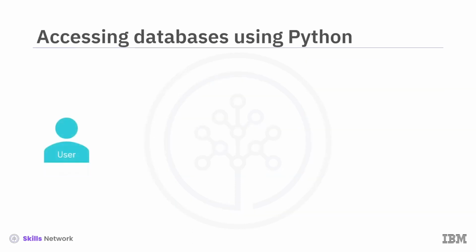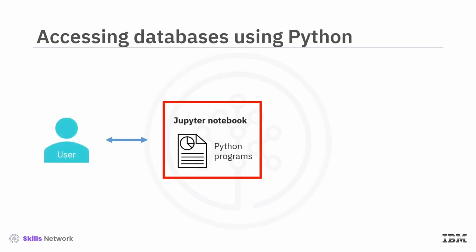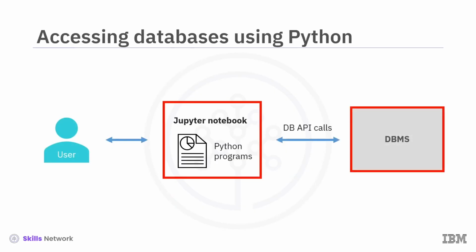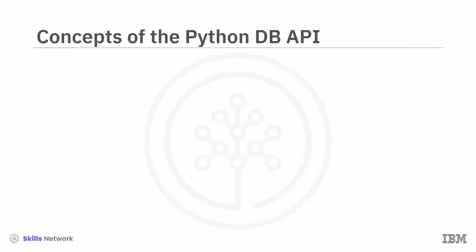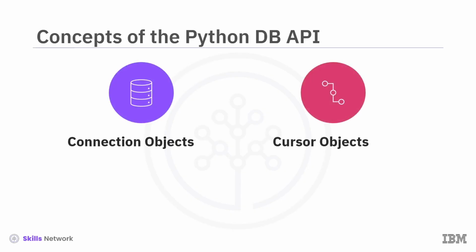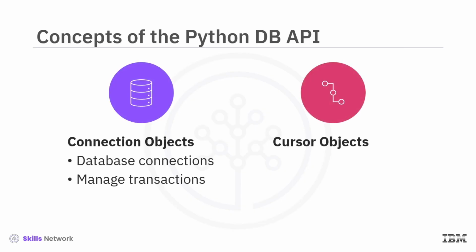DB API is Python's standard API for accessing relational databases. It is a standard that allows you to write a single program that works with multiple kinds of relational databases, instead of writing a separate program for each one. So if you learn the DB API functions, then you can apply that knowledge to use any database with Python. The two main concepts in the Python DB API are connection objects and query objects. You use connection objects to connect to a database and manage your transactions.